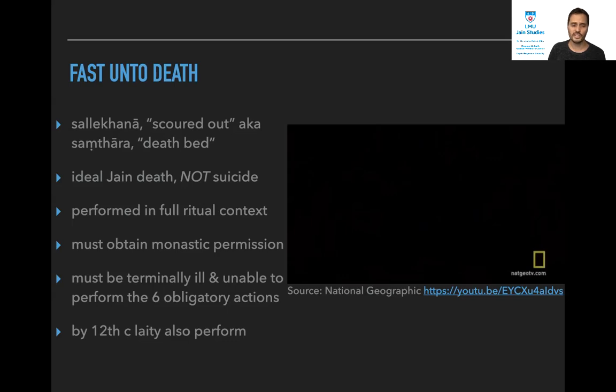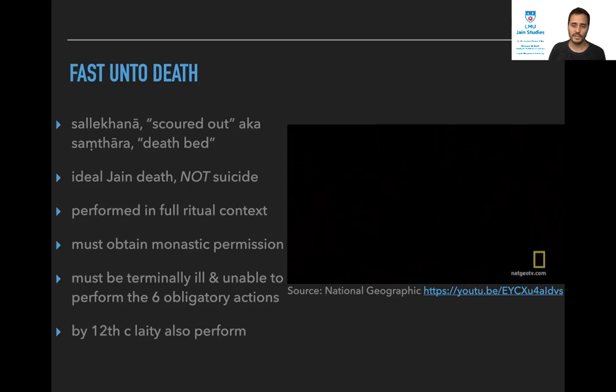By the 12th century, as Dundas points out, lay people also start to perform this and still will perform this to this day. Although it is mainly a practice reserved for the ascetics, it is not uncommon also for a lay person to undertake the practice of Samtara or Sallekhana.